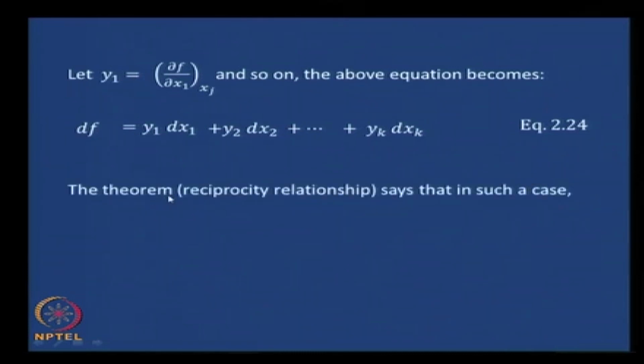The theorem that was mentioned initially, which is also known as the reciprocity relationship, says that when you can express df as y1 dx1 plus y2 dx2 and so on till yk dxk, then dou yi by dou xn at constant xj equals dou yn by dou xi at all other xj's remaining constant. For example, if you take i to be 1 and n to be 2, dou y1 by dou x2 at all other xj's remaining constant equals dou y2 by dou x1 at all other xj's remaining constant. It is applicable for any i and any n that is different from i. For example, it could be dou y3 by dou x10 at all other xj's remaining constant equals dou y10 by dou x3 at all other xj's remaining constant.